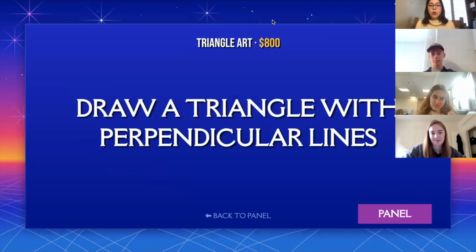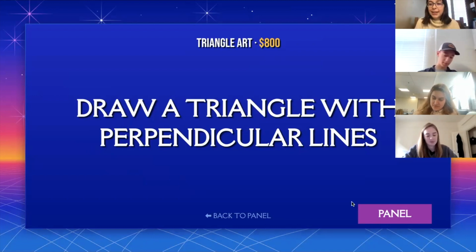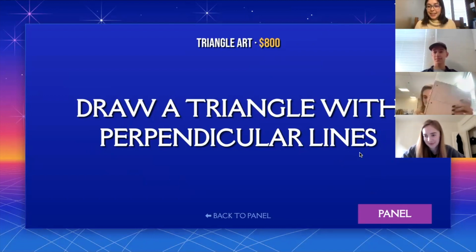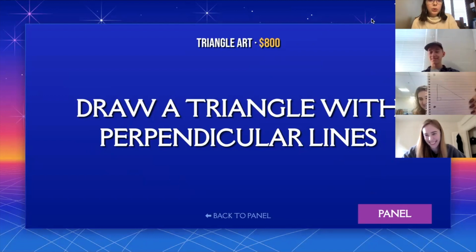Draw a triangle with perpendicular lines. So I'll give you a second to draw that out. All right, Matilda, looks like you buzzed in first. What is this? Beautiful. Let me just stop the share for a second so we can see. Can we see your beautiful drawing again? Yes, we can. Beautiful, beautiful. It's a very nice right triangle.